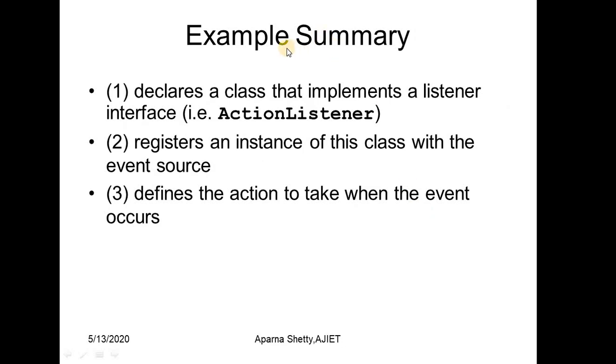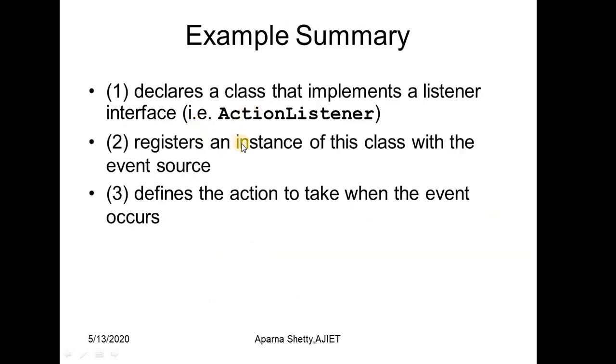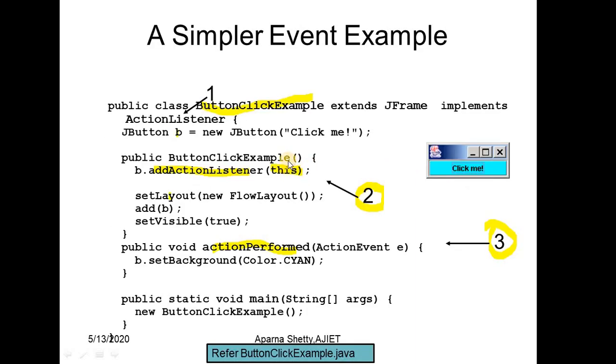Okay, so let us look at this summary over here. First, it declares a class that implements a listener interface. Here I have declared a class which will implement the action listener interface. Next, it registers an instance of this class with the event source. So the instance of this class is this, an object representing the button click example class. I'm going to register it as an event listener with the source.